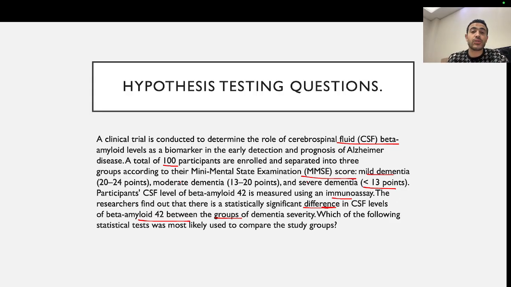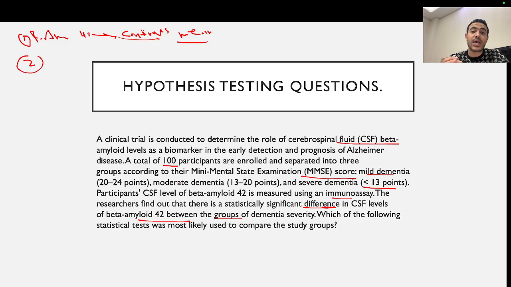And to answer this question, it is crucial to know, first of all, what type of variable they use. The level of beta amyloid protein 42 in their immunoassay, is it a continuous variable or a categorical variable? And it is for sure a continuous variable. So I'm talking about the mean of the beta amyloid 42.